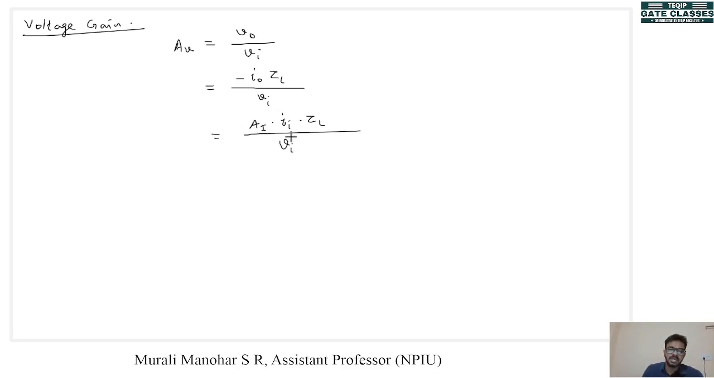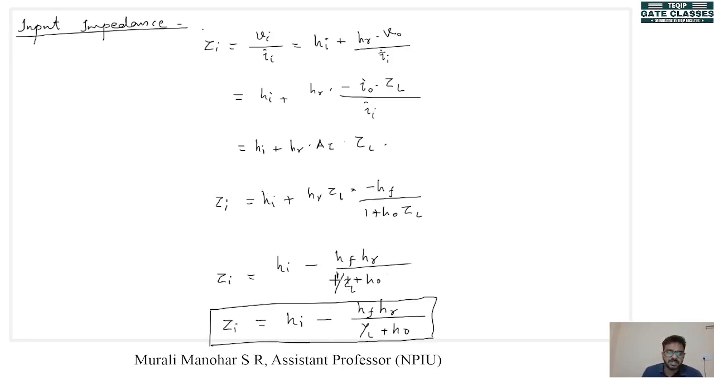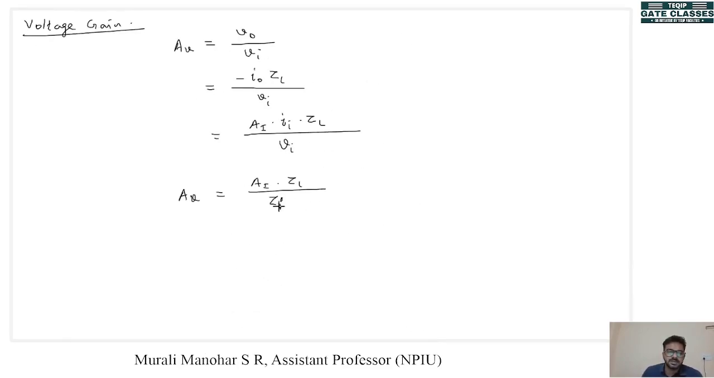So AV becomes AI into II into ZL divided by Vi. If we divide both the numerator and denominator by II, AV becomes equal to AI into ZL divided by ZI. We have already found AI and ZI, not substituting it here because these are big equations. So AV can be found out as AI into ZL divided by ZI. That is the input impedance. So this is the voltage gain of the H parameter model.